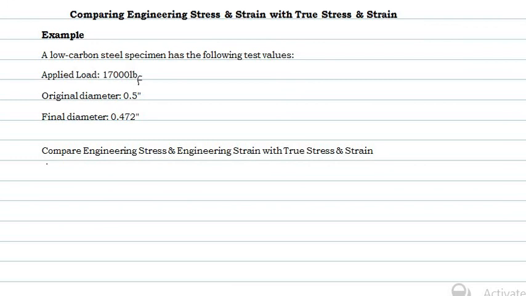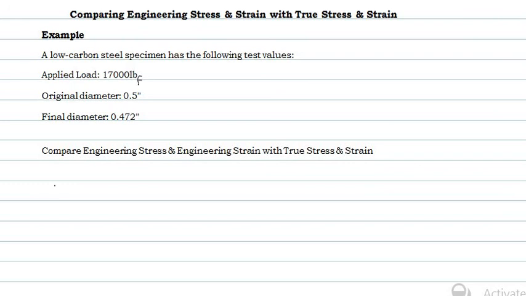So we want to see this numerically, like which values are higher, which values are lower, and so on and so forth. Now this is an example, and this is a low carbon steel specimen that has the following test values, and from these values you'll be able to conclude that it's a tensile test, because the original diameter is greater than the final diameter, meaning the length has increased while the area has decreased. So we're asked to compare engineering stress and engineering strain with true stress and true strain values.